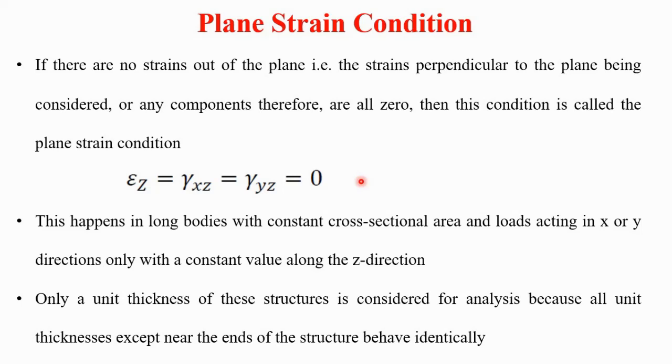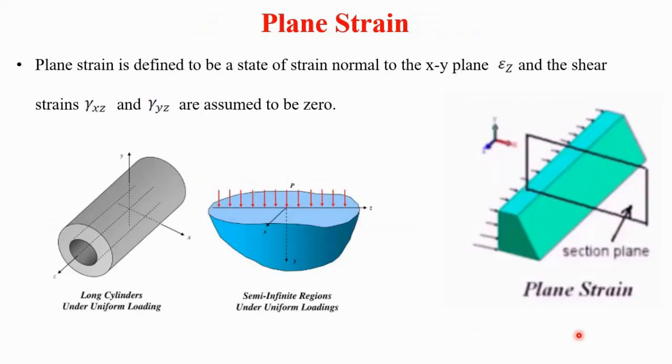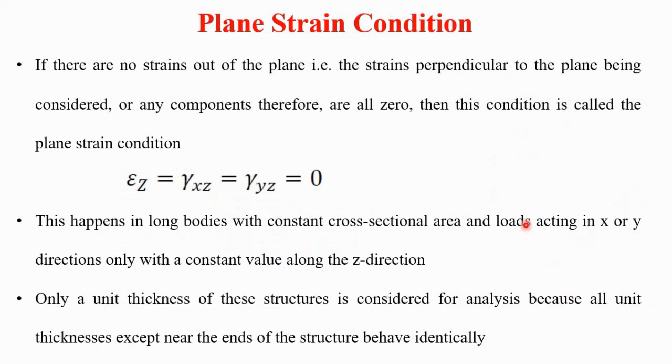Then also only a unit thickness of these structures is considered for analysis, because all unit thicknesses, except near the ends of the structure, behave identically. We can see here that the loading is constant and the cross-sectional area is also the same. Therefore we can assume only one elemental area at this end, and we can perform this analysis because the thickness is constant throughout the length.